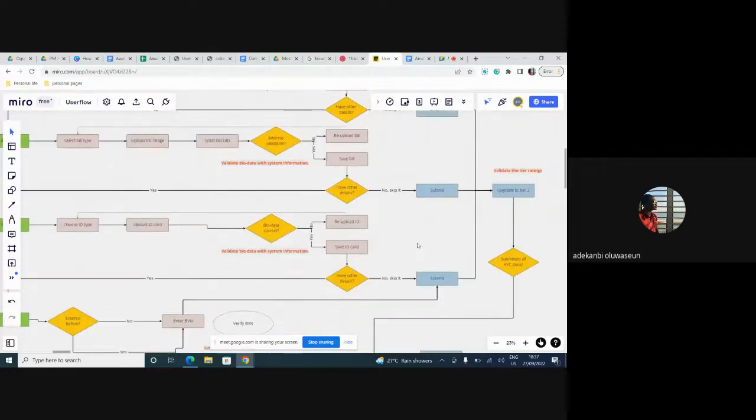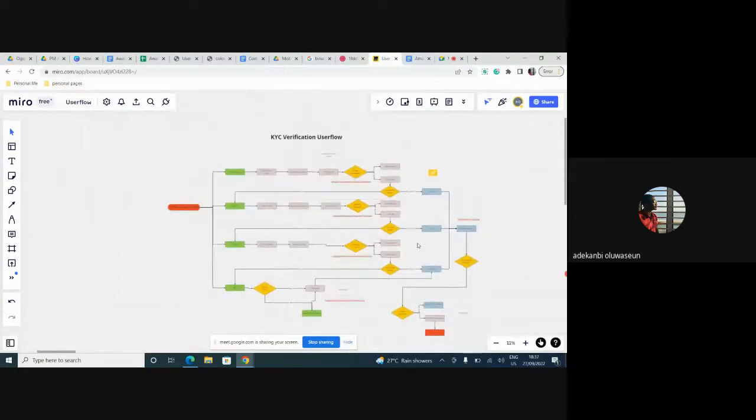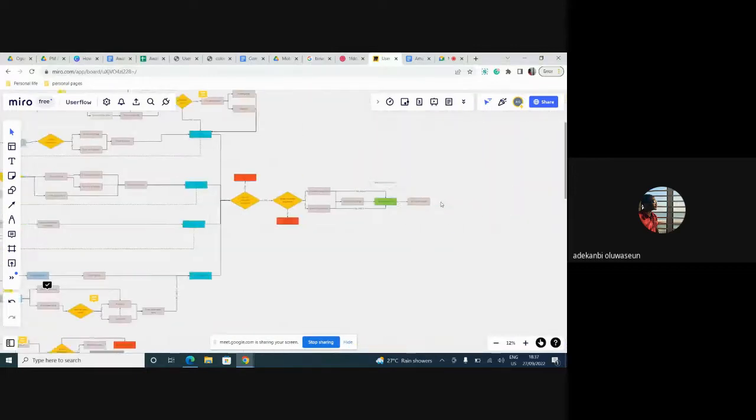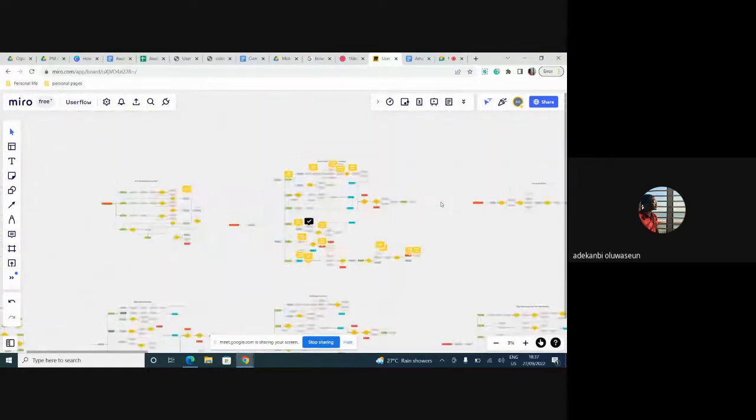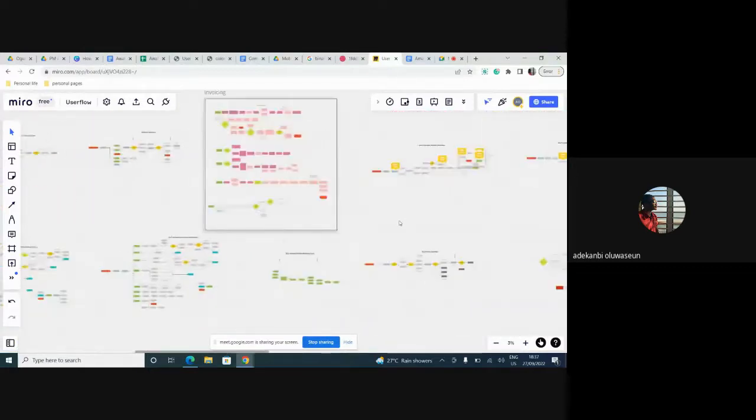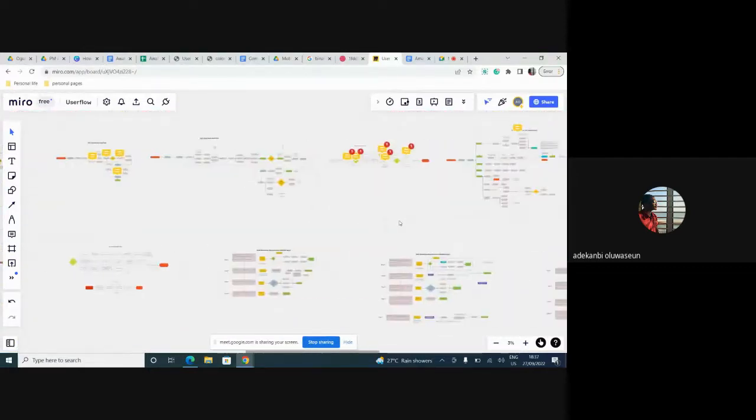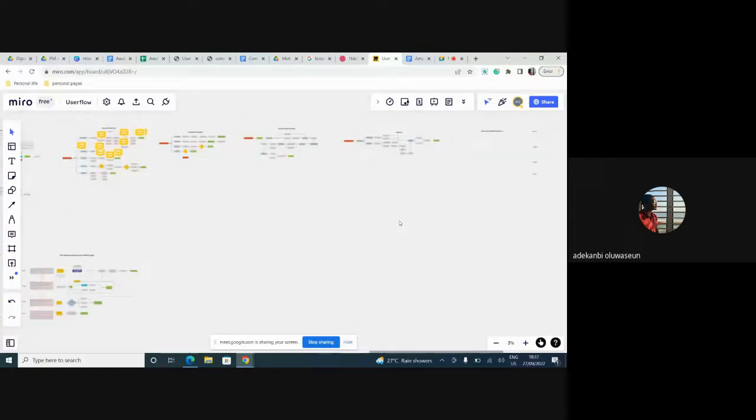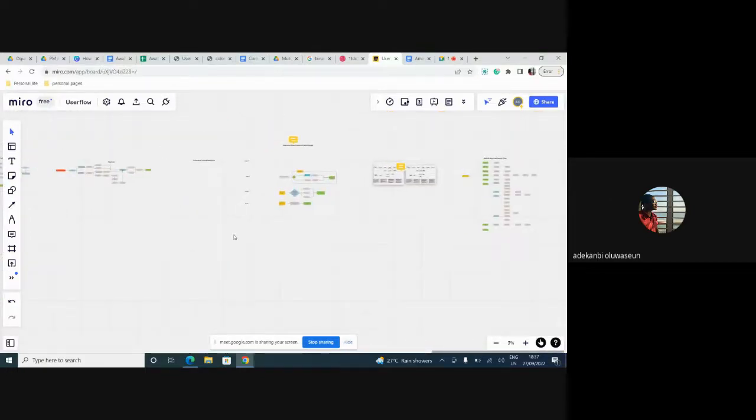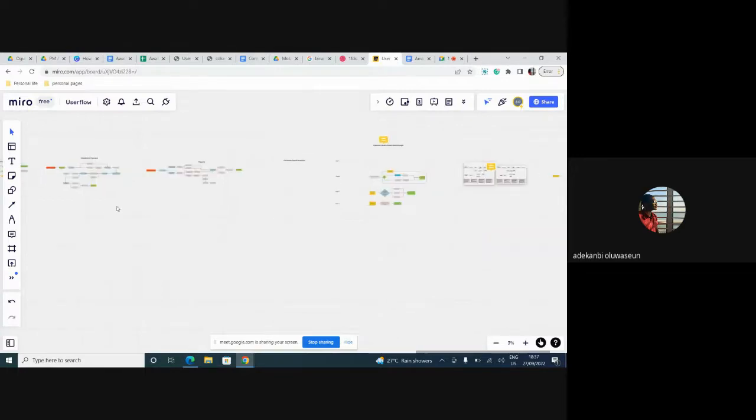So I think this example explains it. These are a lot of examples, a lot. Let me zoom out a bit so you can see a lot of other examples. You can see different user flows. These are different flows for different products, different features, right? So as a product manager, you must know how to build flows. You must know how to capture flows so that you know how to explain yourself during your stand-up meetings, right?